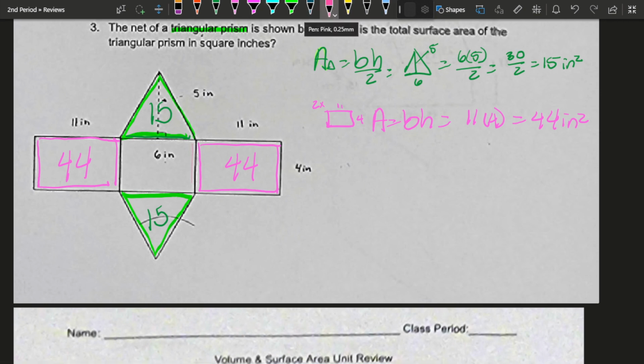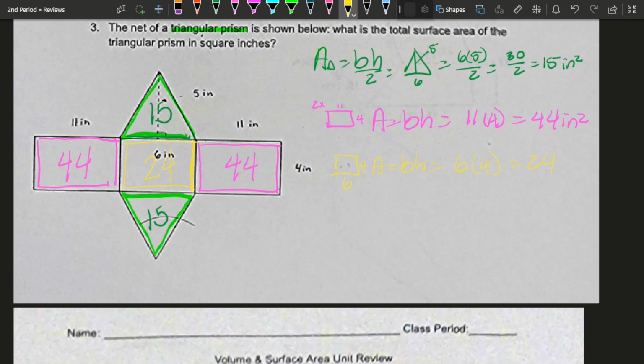We know it's 4 inches tall. And we know that it is 6 wide. So for this one, I'm going to draw it over here. This is a 4 by 6. Again, base times height, which is 6 by 4, which is 24. So this right here is 24.